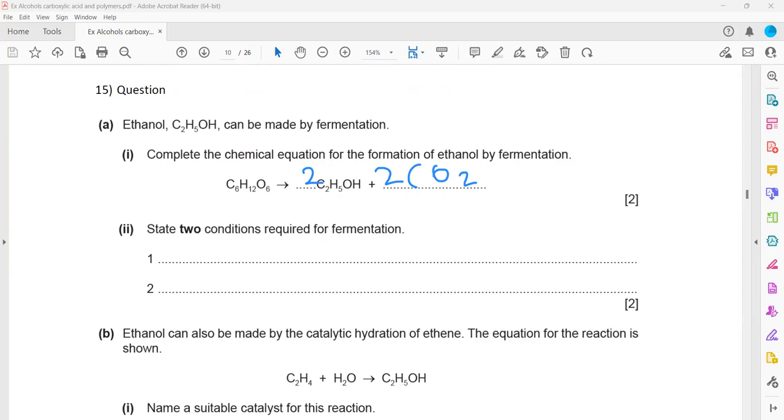State 2 conditions required for fermentation. What are the conditions? You can mention absence of oxygen, or no oxygen, or anaerobic condition. You can mention yeast should be used. The temperature range is from 25 to 37 degrees Celsius, any temperature in that range is right. You use glucose, or an aqueous sugar solution, and yeast.